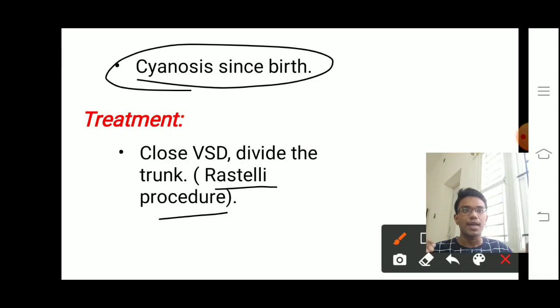These two are categorized under cyanotic heart diseases. Okay, because cyanosis is a characteristic feature of both these conditions.